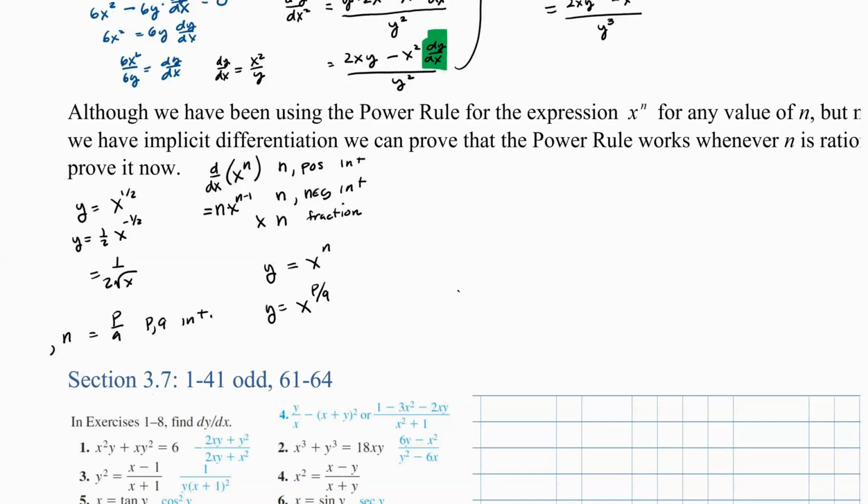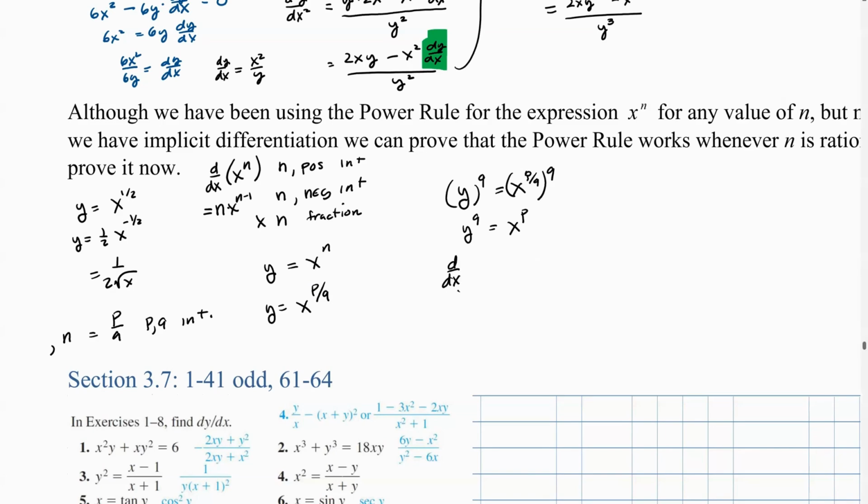All right, so let's say we have that. Well, one thing that I could do for this expression is take each side of this expression to the qth power. And now what do I get? I get y to the q is equal to x to the p. I do that because p and q are integers, so I can now use the power rule on both sides of this equation.